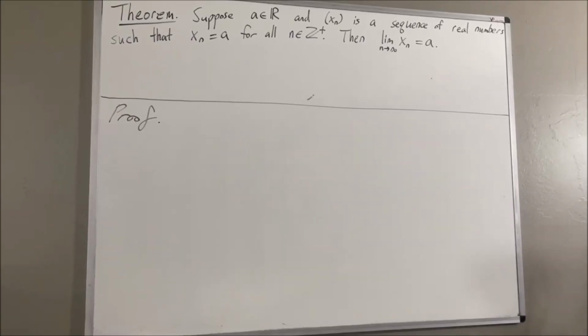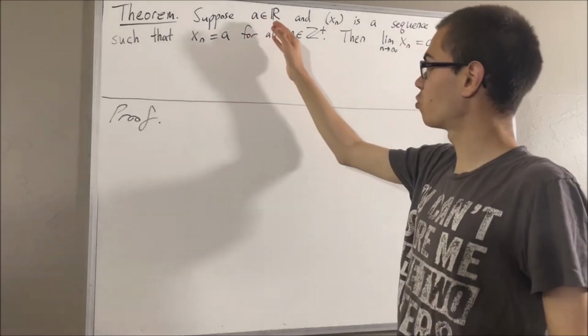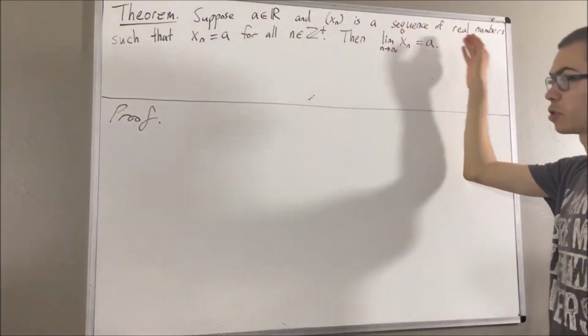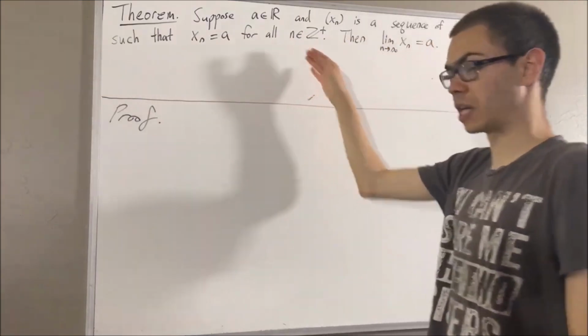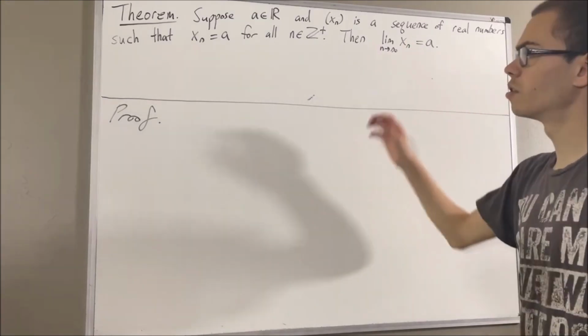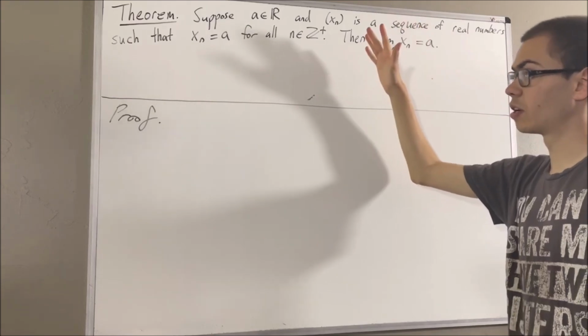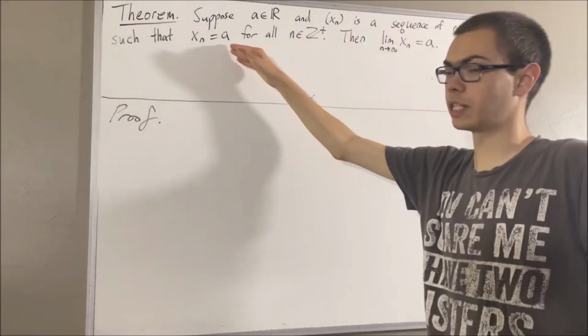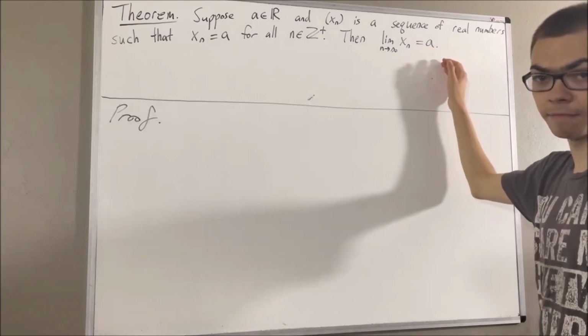Hello! In this video, we are going to prove the following theorem. Suppose a is a real number, and xn is a sequence of real numbers, such that xn is equal to a for all positive integers n. Then, the limit of xn is equal to a. So really, the sequence we're working with is a constant sequence, where every term in the sequence is equal to a. And we want to show that this sequence converges to a.